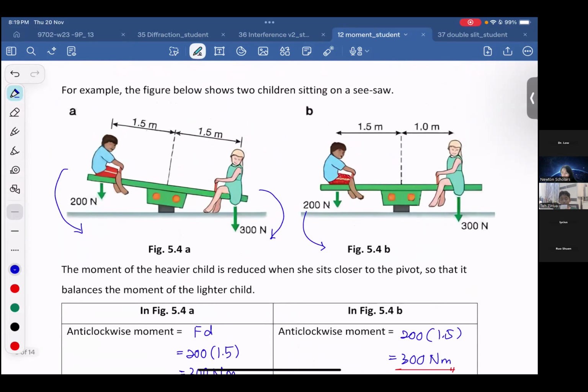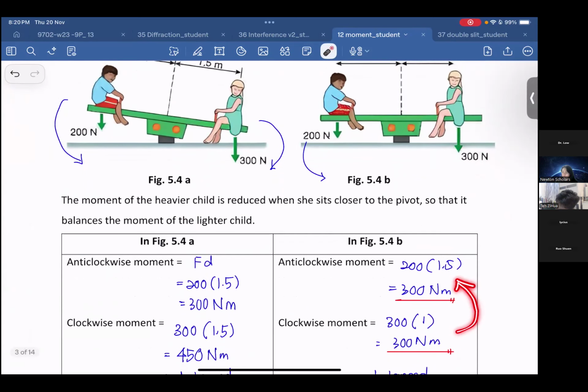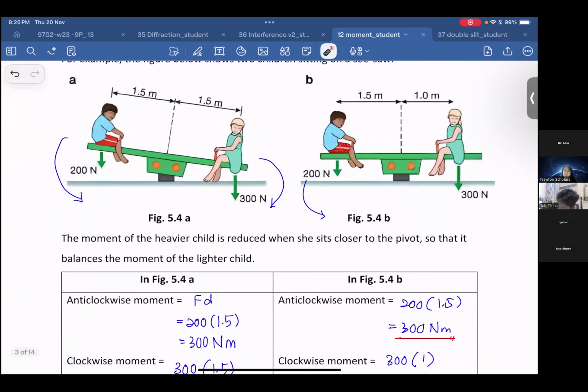Yes, Zihua, because shorter. Why shorter? It's because the girl is heavier. The force here is greater. So in order to balance and get back the 300, she needs to make the distance shorter in order to balance it.